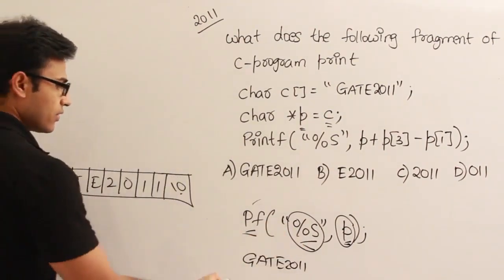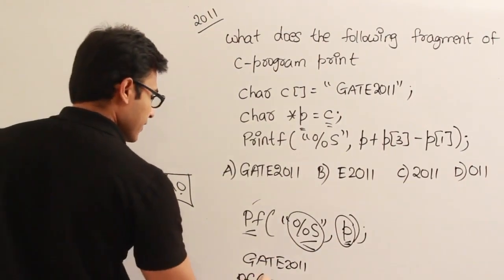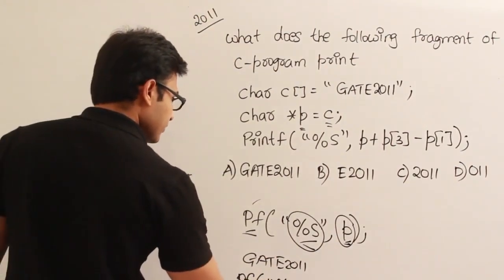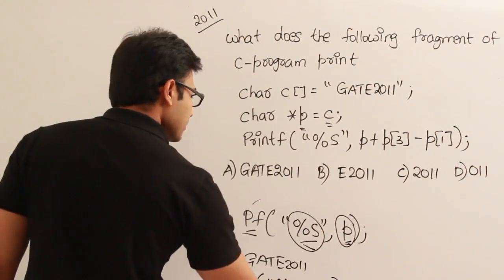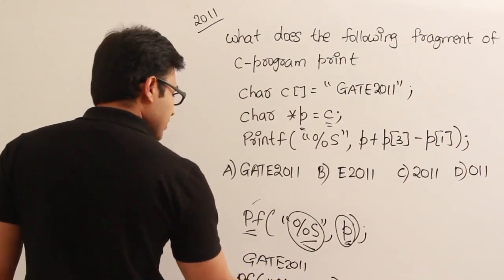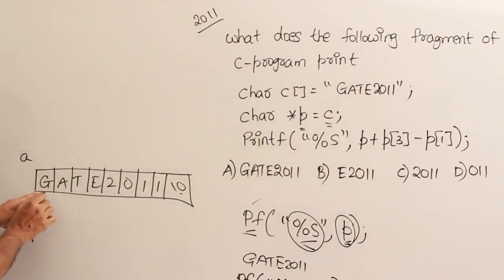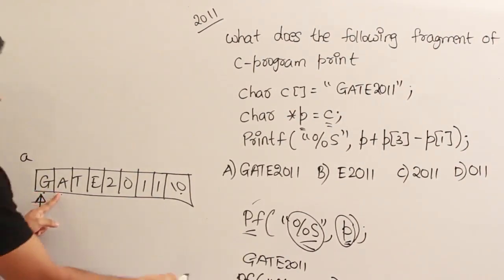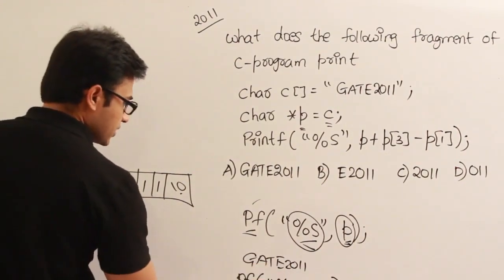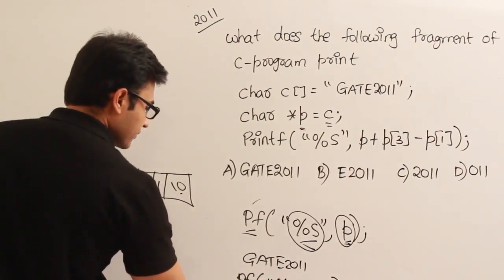In case you have written printf %s p plus 1, then what happens is, if p is pointing to the first element, p plus 1 will point one element next to wherever it was pointing, which means p plus 1 will be pointing to this. Then what will be printed? ATE 2011, right?